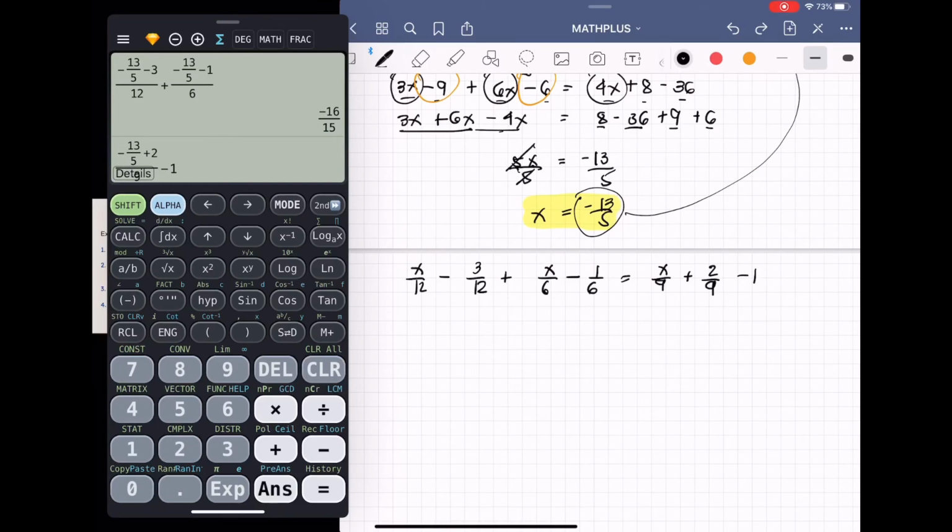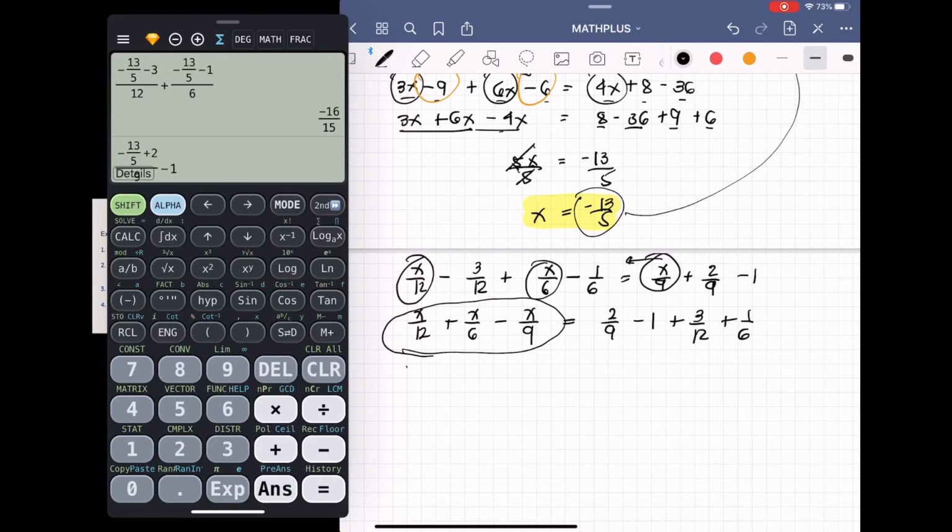What I'll do is copy all the terms with x on the left side. So I'll have x over 12 and then plus x over 6. Transpose all x's from the right to the left, so this will be minus x over 9. And then I'll get all the constants to the right. So you get 2 over 9 minus 1 plus 3 over 12 plus 1 over 6. What I'll do is get my calculator and simplify this.